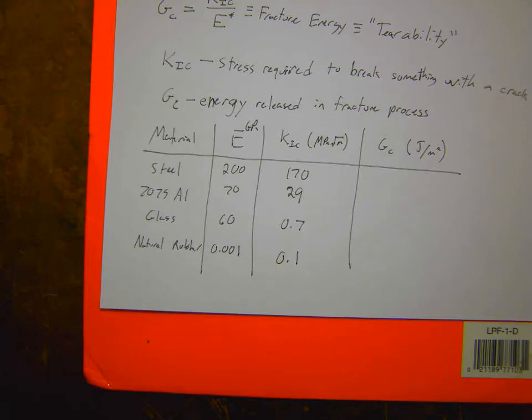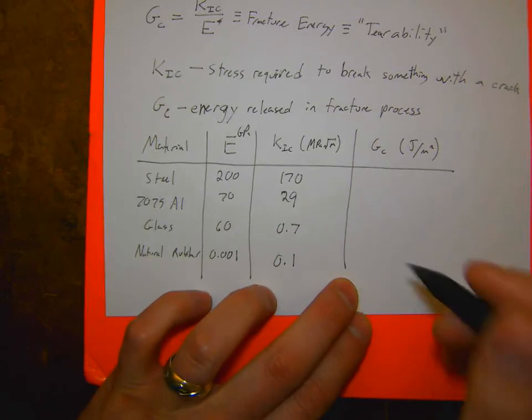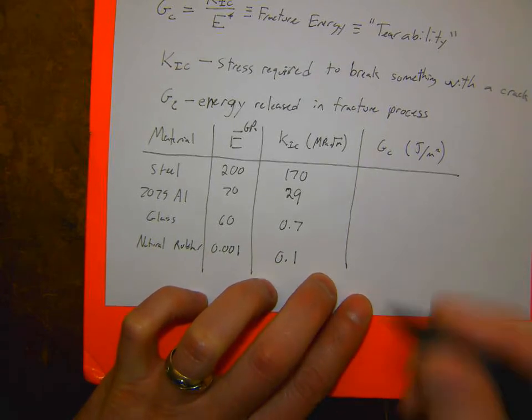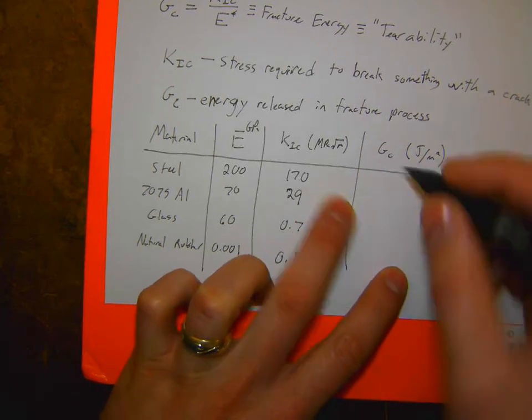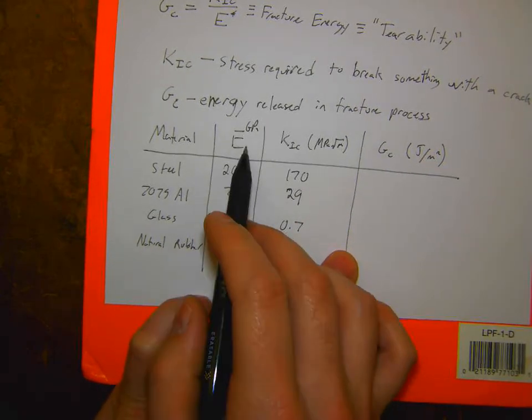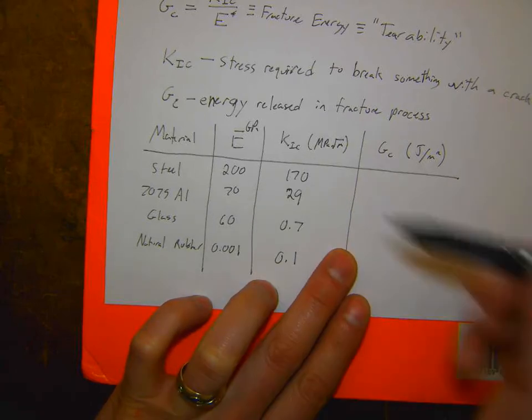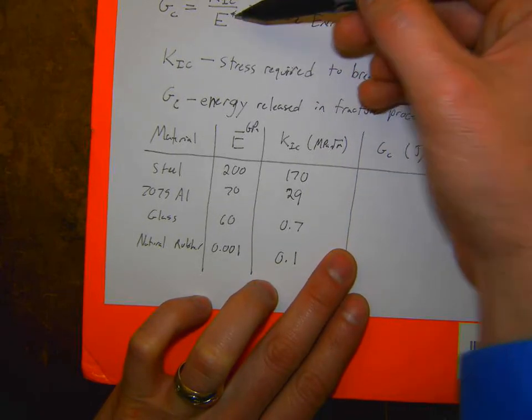So now I'm going to jump back to writing these things down, and then go back to the chart afterward. So steel, if we take our stiffness and our KIC, G is KIC squared over E.